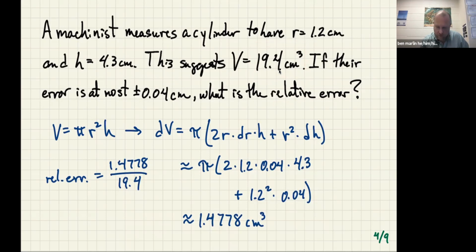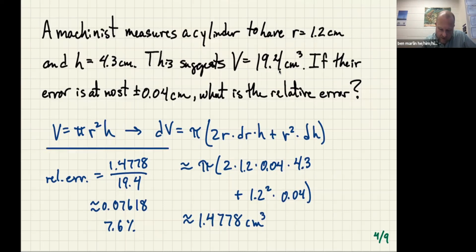19.4. And probably I should have had more digits of that. But when I do this, I get 0.07618. Okay. So when reporting that, I would refer to a 7.6% relative error. Okay. This sort of thing comes up sometimes, that you're asked to report a relative error when you're doing some kind of a process. So I wanted to try to make sure and work that into what we're doing.